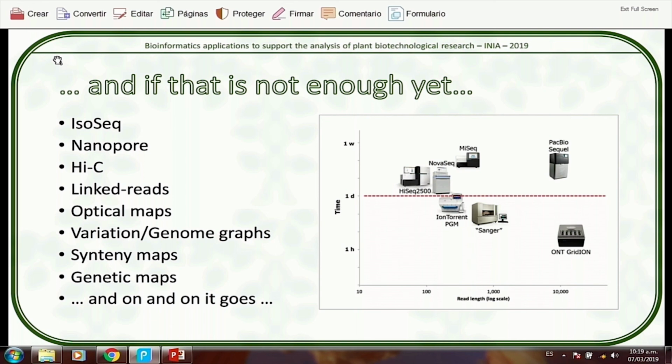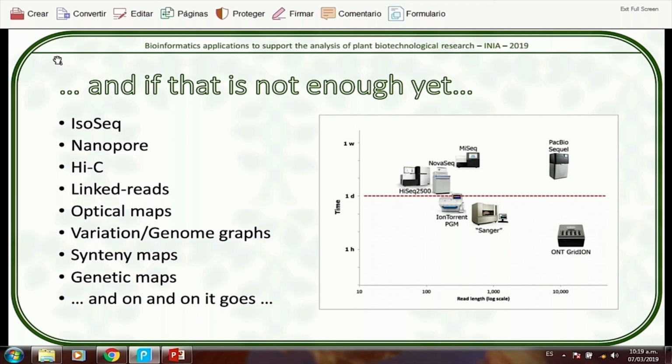Variation or genome graphs, this is just computer science stuff. Basically, how to represent or explore the diversity of the data in the most efficient way possible, and how to use that to determine haplotypes or genotypes from your data. Synteny maps: what is the relationship of conserved order between different species? Genetic maps: what is the relationship between different markers in a family? How do they segregate, and can I relate that to a specific phenotype?